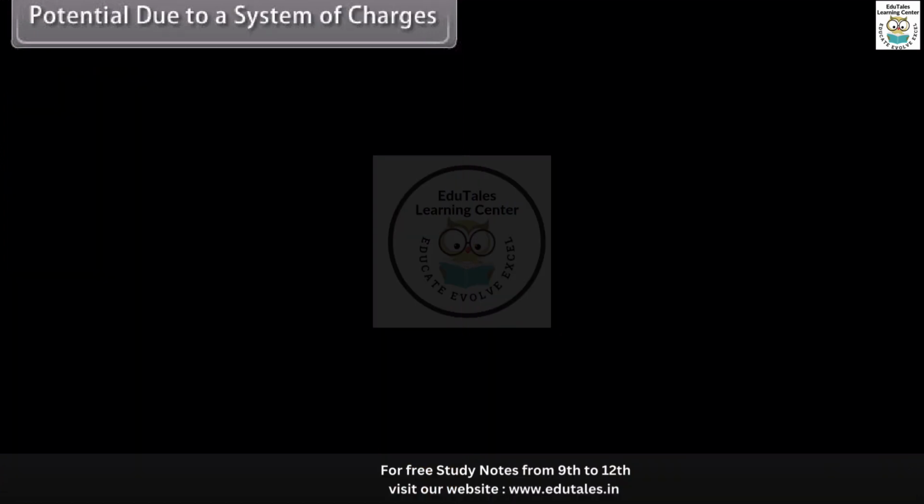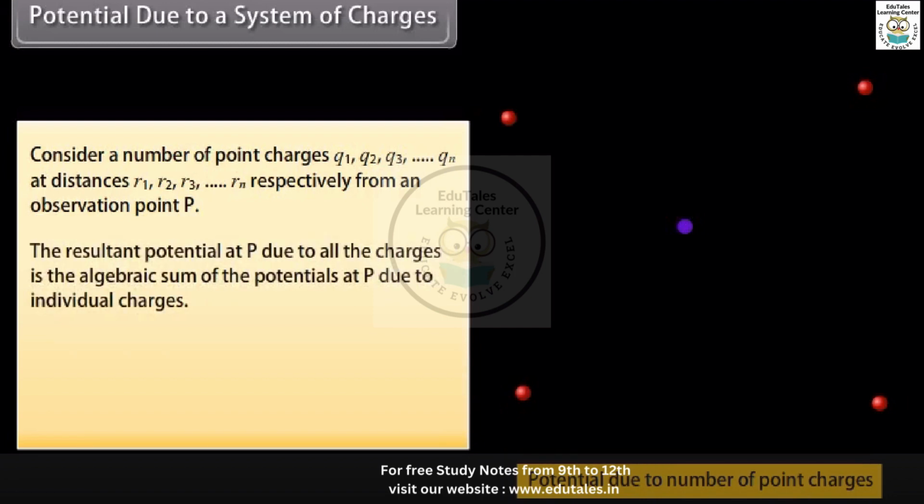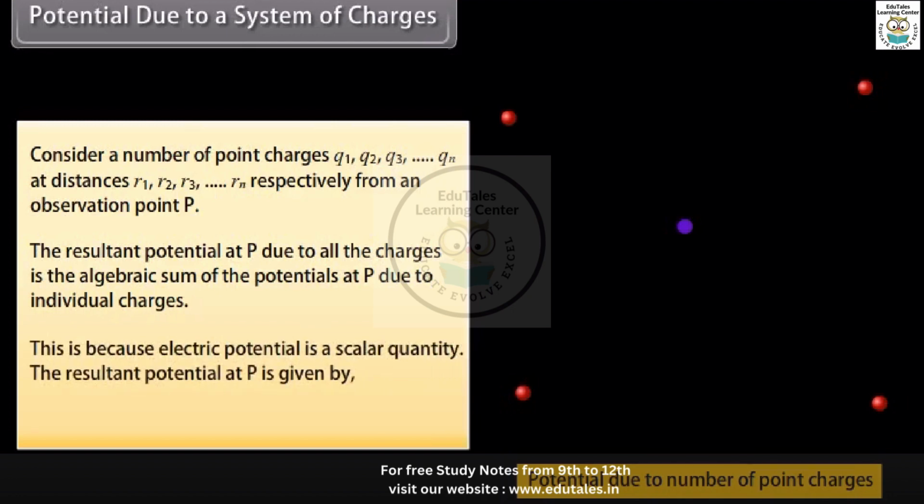Potential due to a system of charges. Consider the point charges Q1, Q2, Q3 and so on till Qn at distances R1, R2, R3 and so on till Rn respectively from a point of observation P. The resultant potential at P due to all the charges is the algebraic sum of the potentials at P due to individual charges. This is because electric potential is a scalar quantity. The resultant potential at P is given by V as V1 plus V2 plus V3 and so on till Vn.